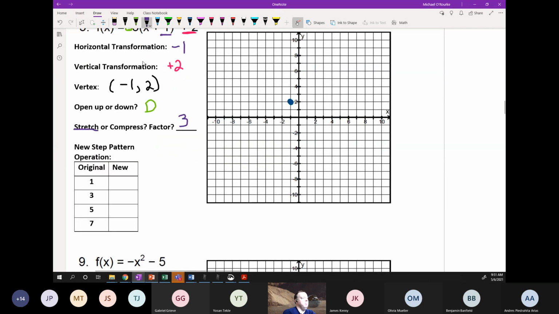Then I work through this and I make my new pattern. So I'm going to multiply everything by -3. So it's -3, -9, -15, -21. And then I can graph from here. So over 1, down 3. Then over 1, down 9. 1, 2, 3, 4, 5, 6, 7, 8, 9.